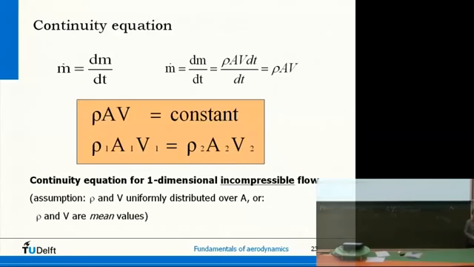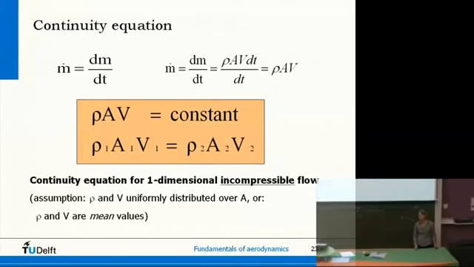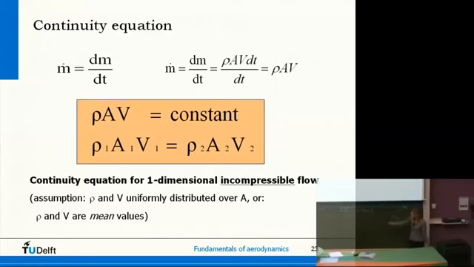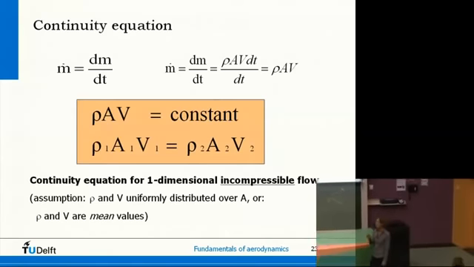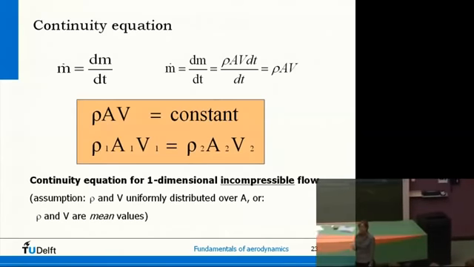If I have volume, I try to write out specific volume as curly v, but capital V is mainly velocity. For incompressible flow, AV is constant, so you get a very straightforward relation. If your area doubles, for example, your speed halves. But please be aware that it is only for incompressible flow, so really low speed subsonic flow for air.